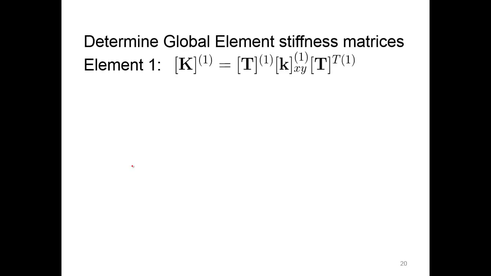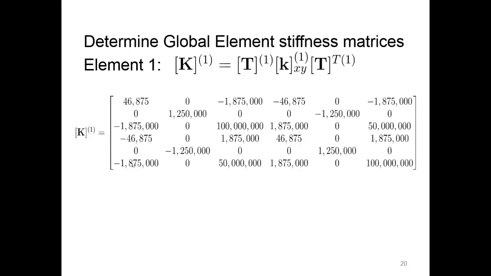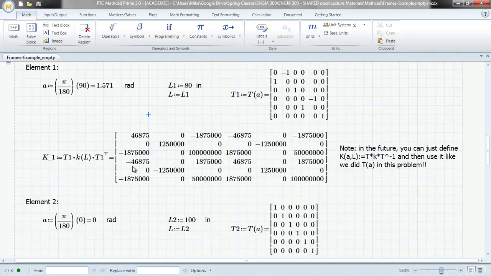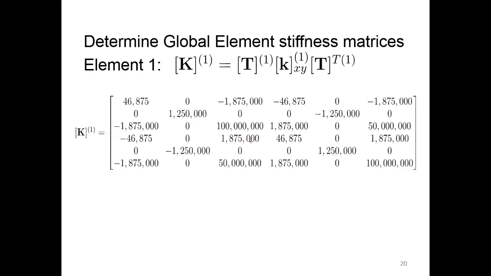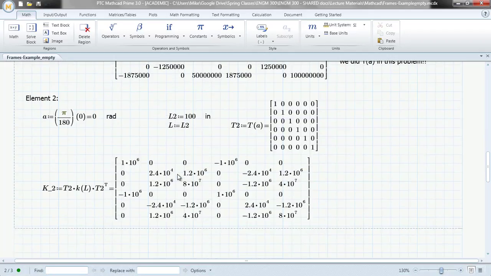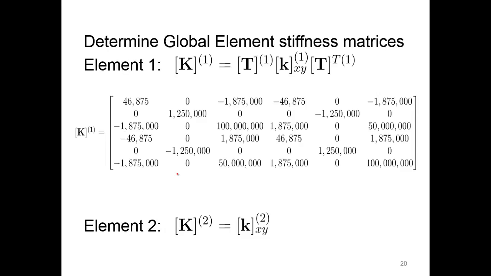All right, so to determine the global element stiffness matrices, we need to do the transformation matrix times the local stiffness matrix times the transpose of the transformation matrix. And this is what I had already done. All right, so there's that 46,875. So here's that 46,875. All right, that looks good. 125, 125, 1,250,000 there.